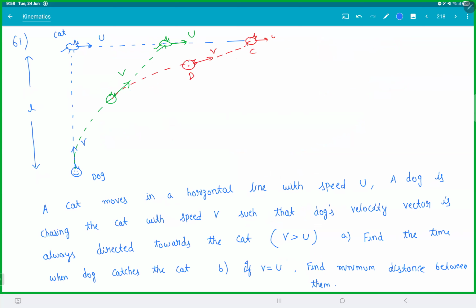If v is equal to u, then what is the minimum distance between them? Now what will change in the problem? Now can you think of it, I'll give you a minute or two. Story is still the same. So you still have to follow the same steps, but now you'll understand what will change. If both of them have the same speeds, the dog cannot catch the cat.